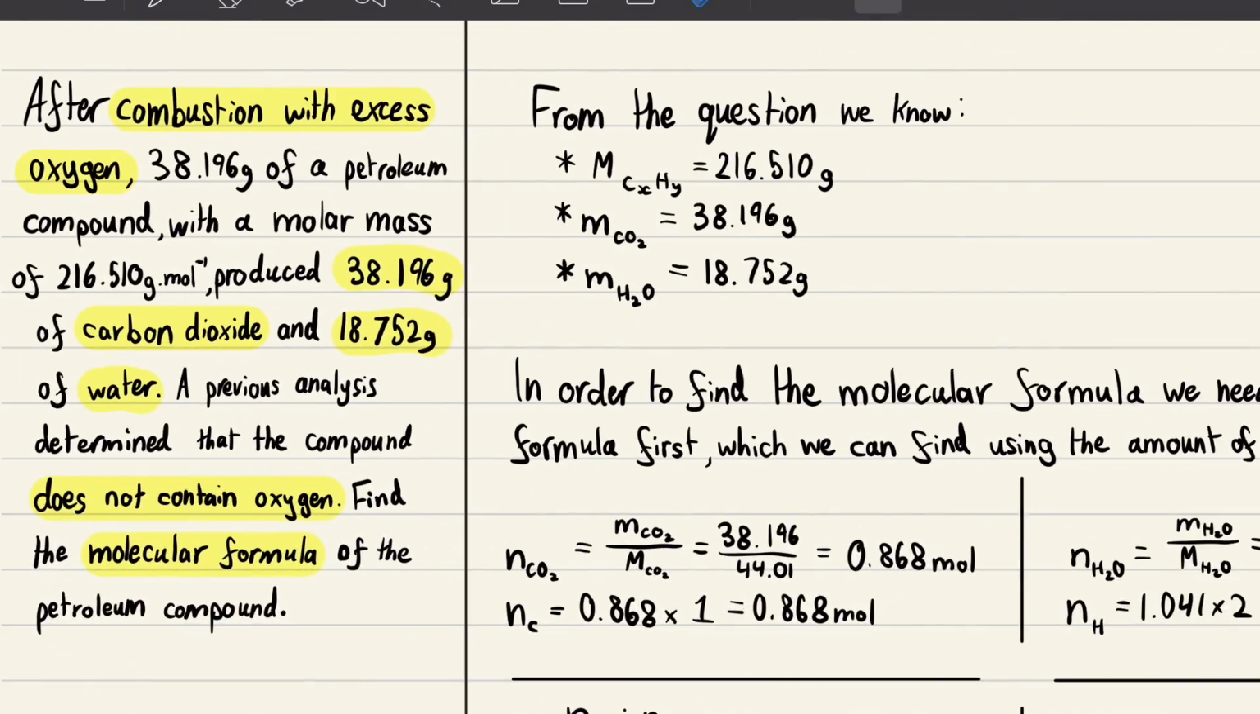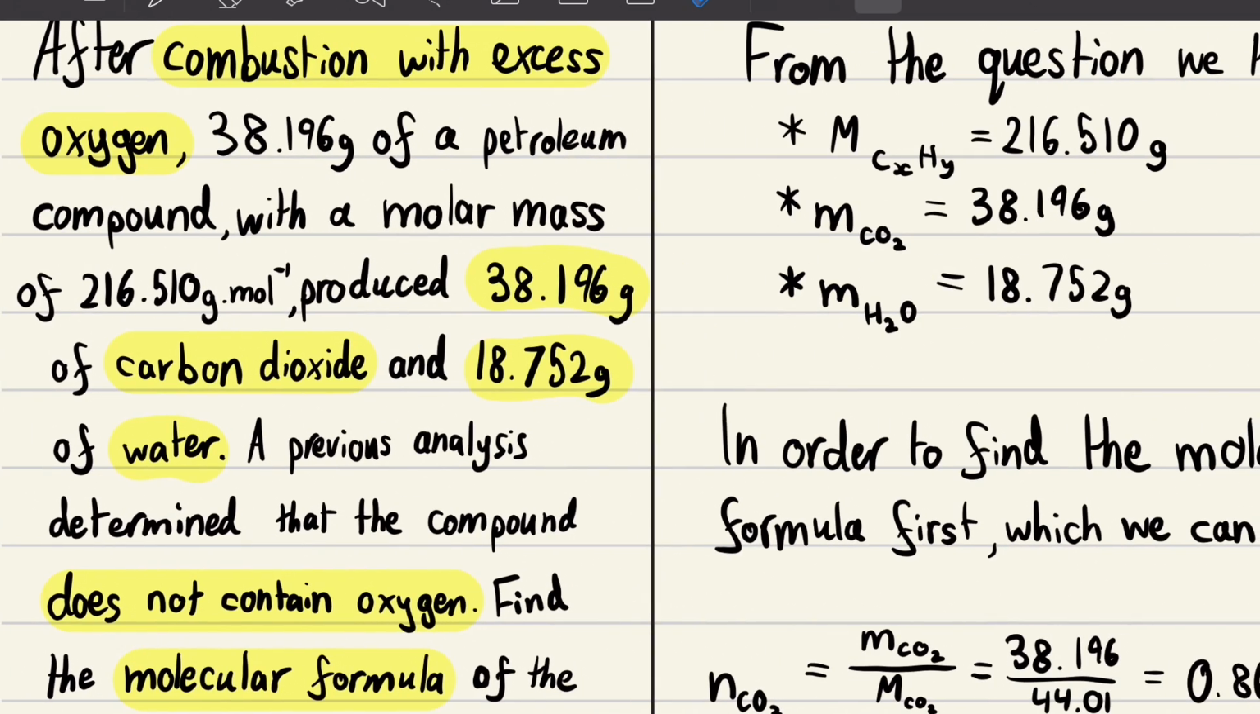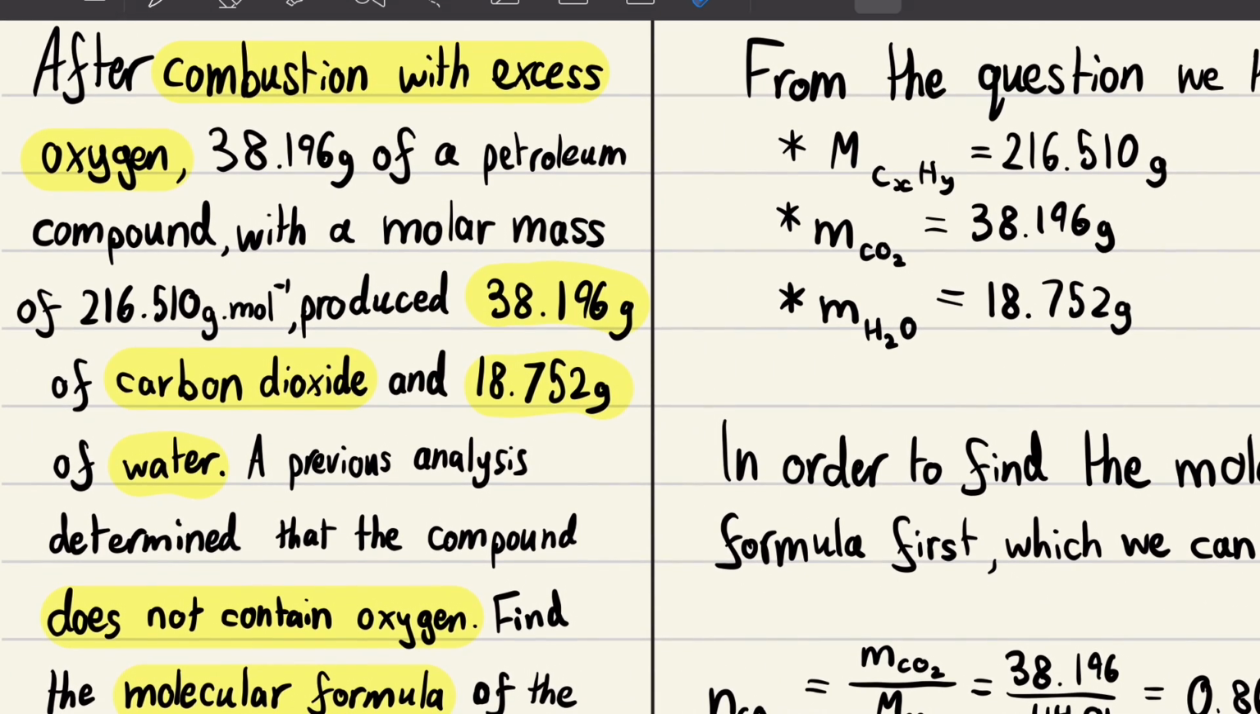Now here's just a practice question for the style of question that we just talked about before. So the question reads, after combustion with excess oxygen, 38.196 grams of a petroleum compound with a molar mass of 216.510 grams per mole produced 38.196 grams of carbon dioxide and 18.752 grams of water. A previous analysis determined that the compound does not contain oxygen. Find the molecular formula of the petroleum compound.